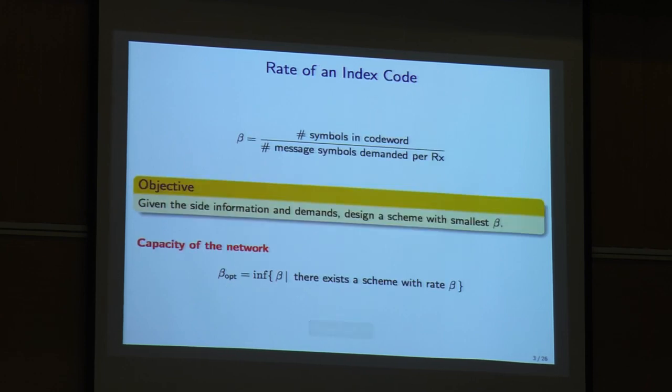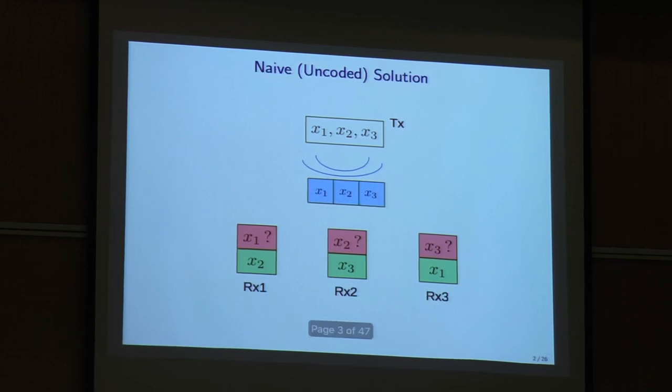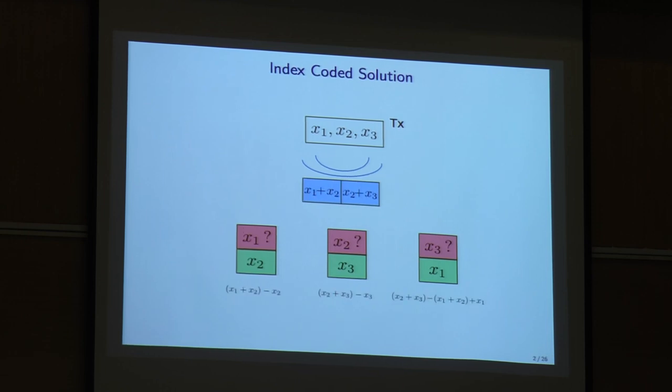So how do you measure how good a scheme is? You need to define what is known as rate. We will denote rate as beta. The rate is the number of symbols that you are transmitting divided by the number of message symbols that each receiver needs. Okay. For this example, you are transmitting 2 symbols in total, because you are transmitting only 2 frames, but each guy needs only 1 frame, 1 file. So you compute the rate as 2 divided by 1. So for this scheme, the rate is 2. The previous scheme, you are transmitting 3 files, but each guy needs only 1 file, so the rate is 3 divided by 1. Okay. So you have achieved a lower rate.